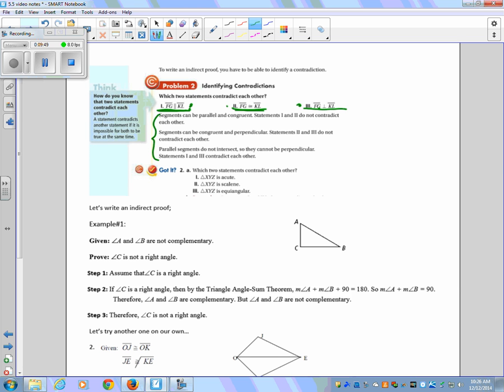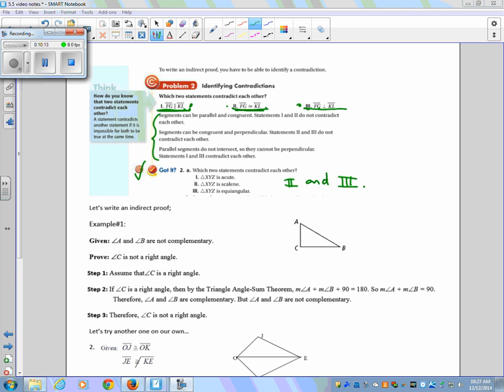Here's the explanation right here. You can read that 1 and 3 contradict each other, but 1 and 2 do not contradict each other. Congruent and perpendicular, those don't contradict each other. So there's different things here. You guys could try this one. Which two statements contradict each other? I'll give you a second to do it and then come back.